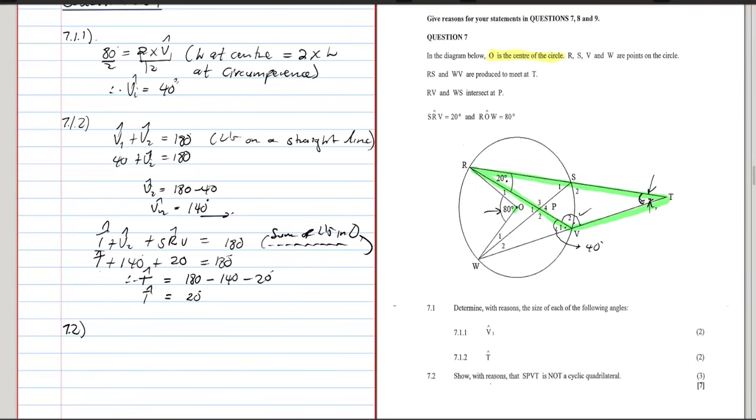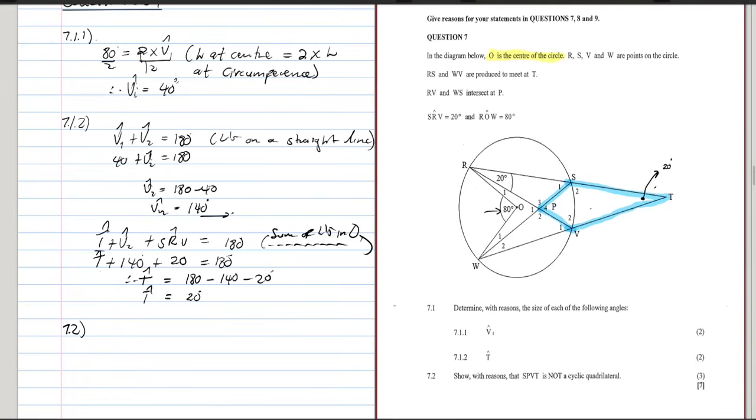we are asked to show with reasons that SPVT is not a cyclic quad. Okay, we are actually doing the opposite now. In many cases, they ask us to calculate or show that a shape is in fact a cyclic quad, but now it's the opposite. So they want us to show that this shape is not a cyclic quad. We just calculated T. We got 20 degrees, right?